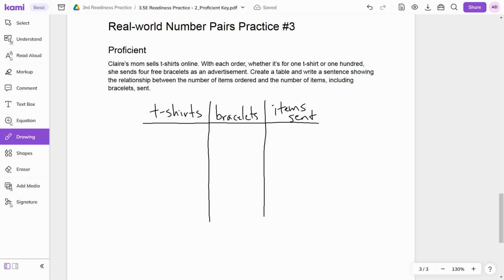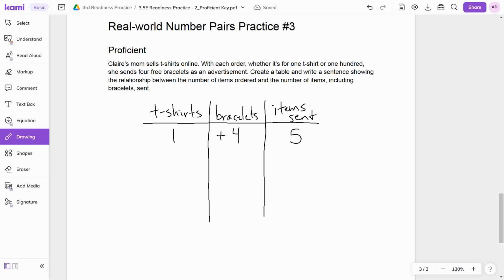All right, so what we order is t-shirts. So if someone orders 1 t-shirt, the problem says that she's going to send you 4 free bracelets. And so I would need to add those 2, right? I'm going to have the 1, and then I'm just going to add those 4 free bracelets that are going to be an advertisement. So she's going to end up sending you 5 total items, the 1 t-shirt plus the 4 bracelets.